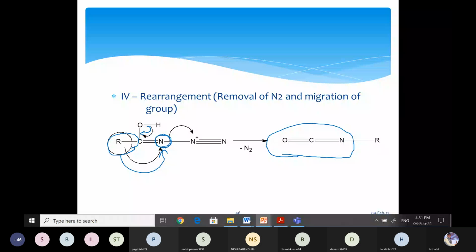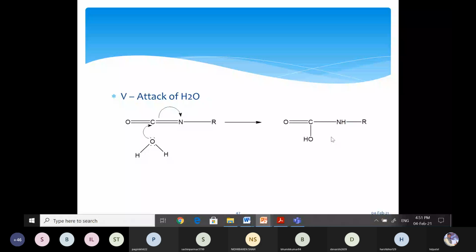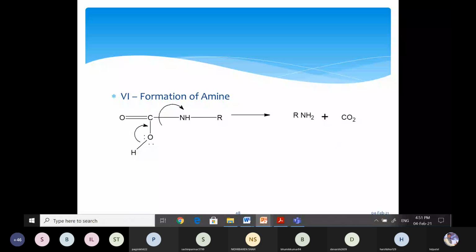And after that, the steps remain the same. That is called isocyanate. It reacts with water and converts into carbamic acid, and this carbamic acid by rearrangement, breaking of the bond takes place between carbon and nitrogen, and proton transfer takes place, and as a result finally we will get RNH2 plus CO2.